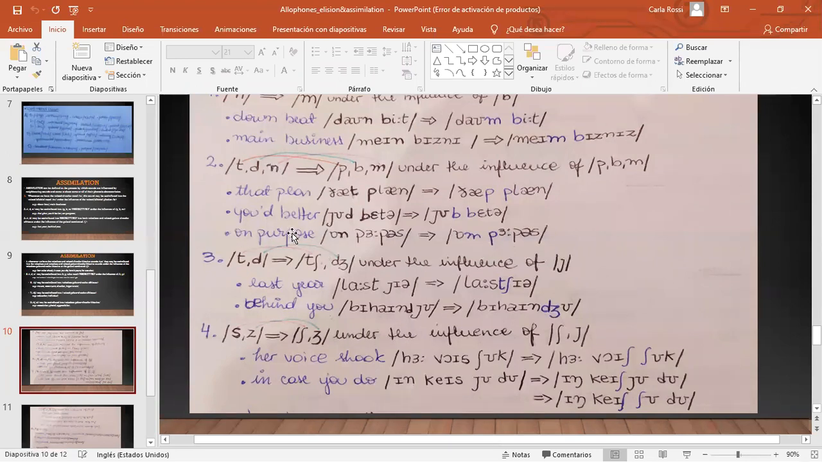Okay. Third example. On purpose. On purpose. Can you repeat that? On purpose. Very good. On purpose. Do you understand what we're doing? Do you understand what assimilation is?